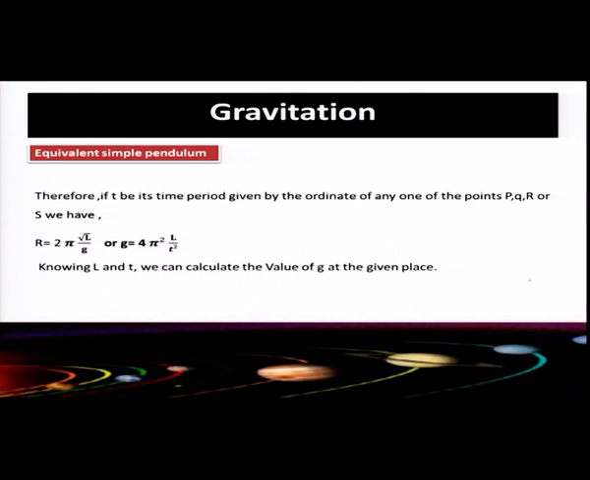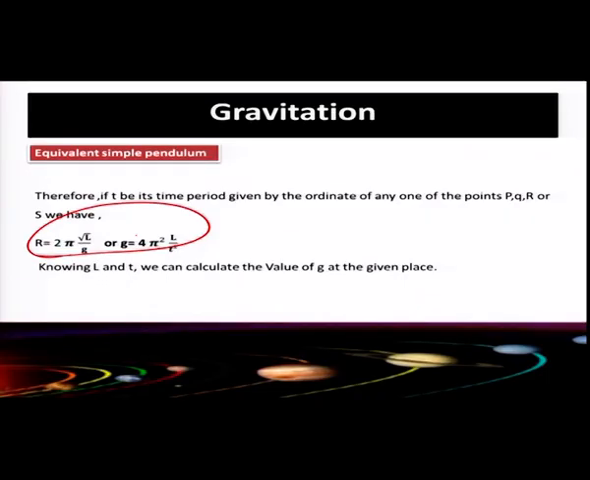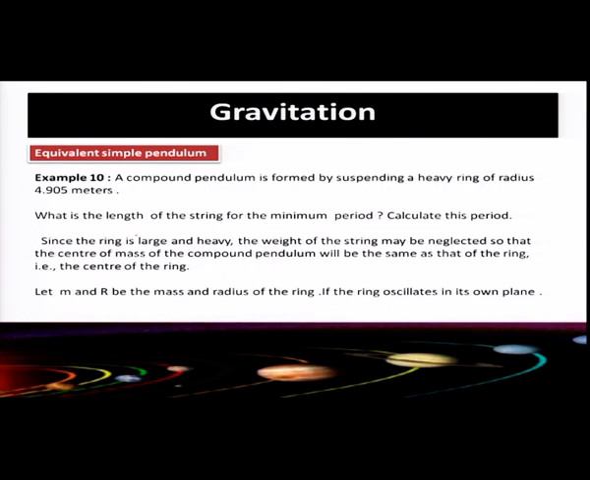Therefore, if T is the time period given by T equal to 2 pi root of L by g, then g is equal to 4 pi squared L by T squared. So, knowing L and T, we can calculate the value of g at a given place. So, this is the theory of a compound pendulum and equivalent simple pendulum.